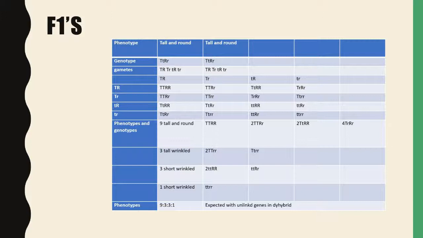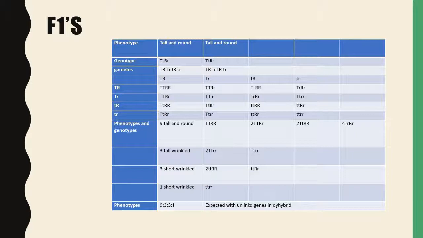As we see here, lined out in the rows, if you cross the TR with TR, in terms of big, then you're going to get all big. So you're going to get capital T, big R. And if you continue crossing, you're going to get all the way through until you've completed that table. Eventually you're going to end up with 9 tall and round, with the genotypes being 1 big T, big R; 2 genotypes of big T, big R, small r; 2 genotypes of big T, small t, big R; and 4 genotypes of big T, small t, big R, small r. That adds up to 9 tall and round. So that's the phenotype tall and round.